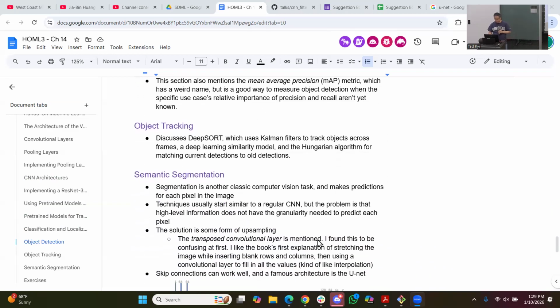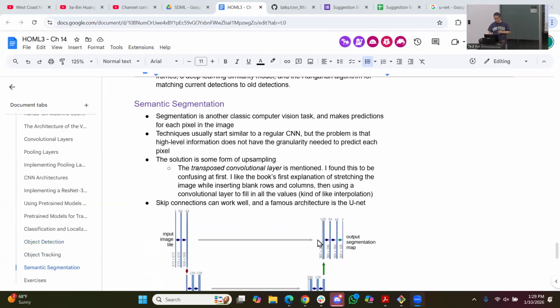They mention object tracking and DeepSORT. And then finally, semantic segmentation. So now instead of predicting a small number of objects or something like that, we're going to make a prediction for every pixel.